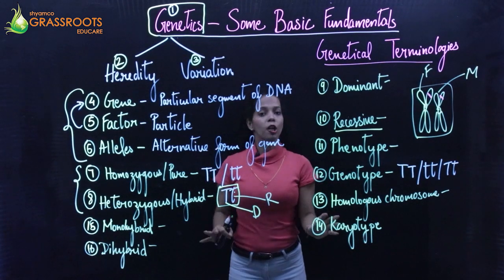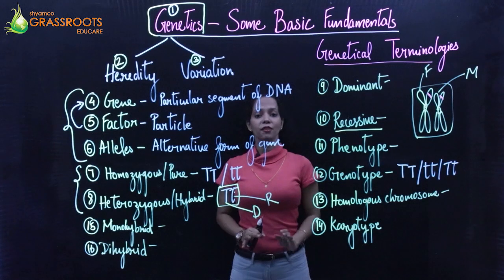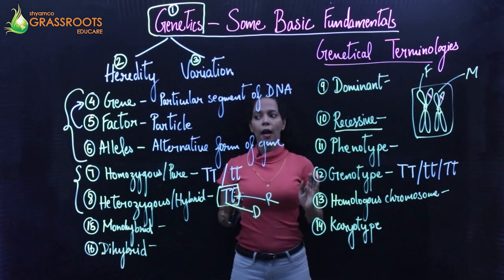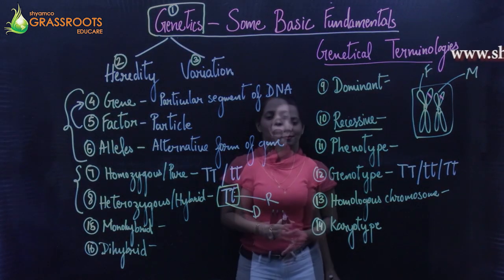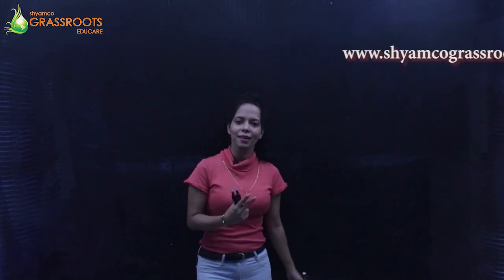So these are the terminologies or basics of genetics which you need to know thoroughly. Any two or three of them they ask you in your exam, so be thorough with this. Now we are going to study the experiments conducted by Mendel. More than 200 experiments were conducted by Mendel, but out of that you have to study only 2 experiments.